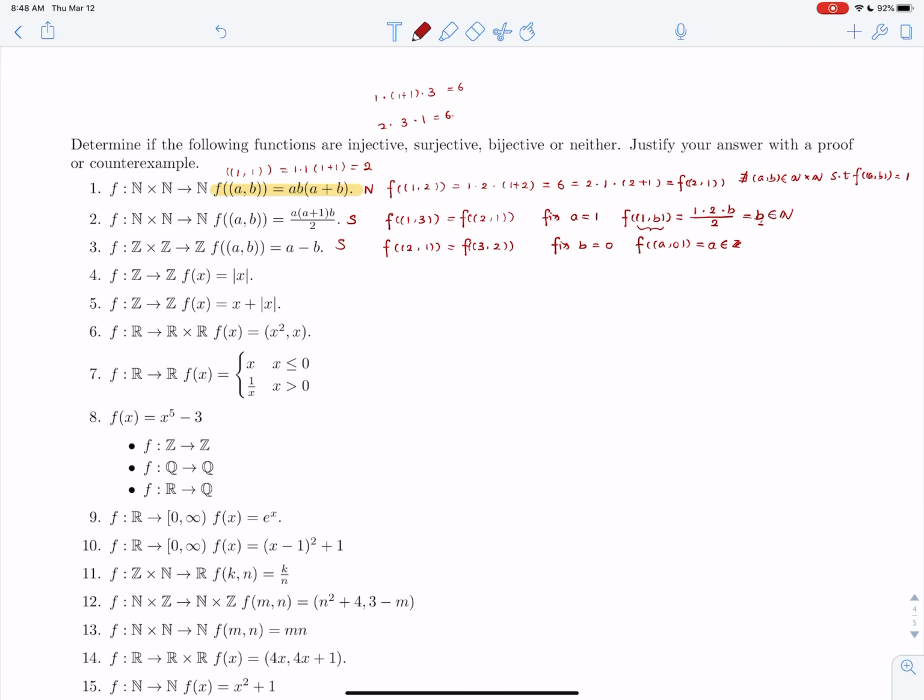Number 4, well, it's easy to see that it's not injective because f of -1 equals f of 1. Is this surjective? I think it's not, because you'll see that this function can never map to negative numbers. So there does not exist x in integer such that f of x maps to, let's say, -1. So it's neither.